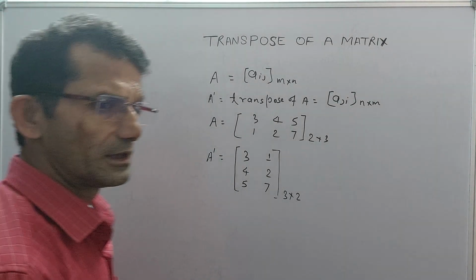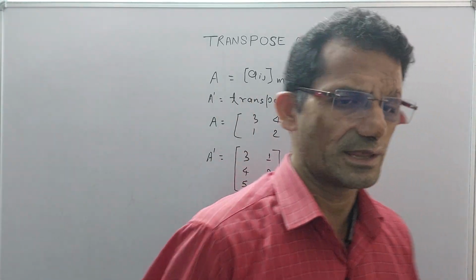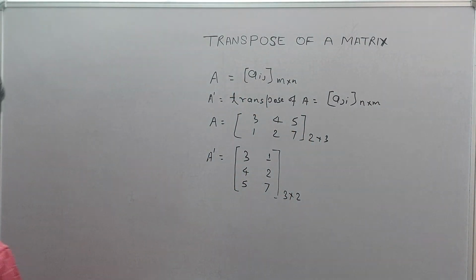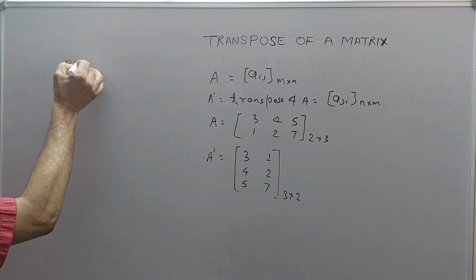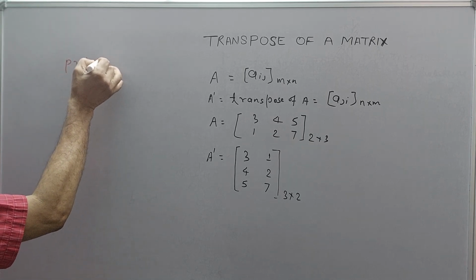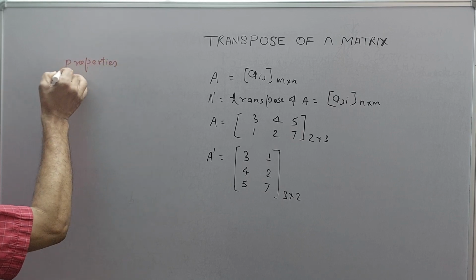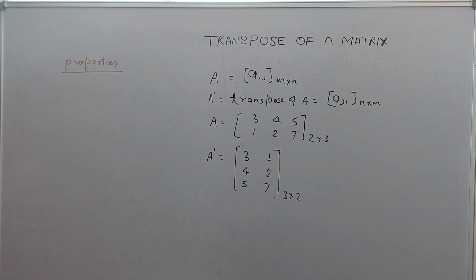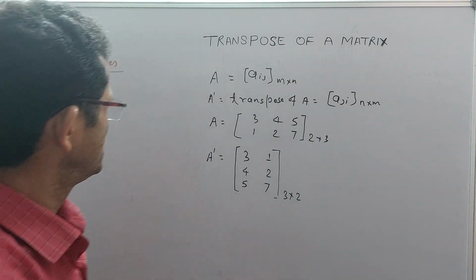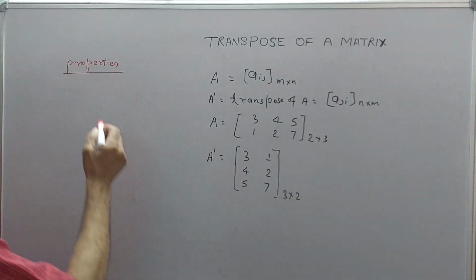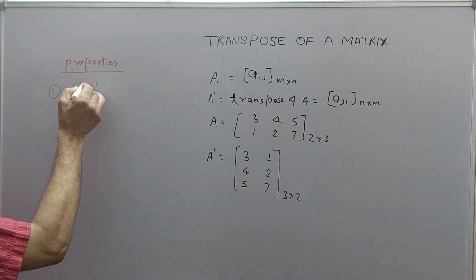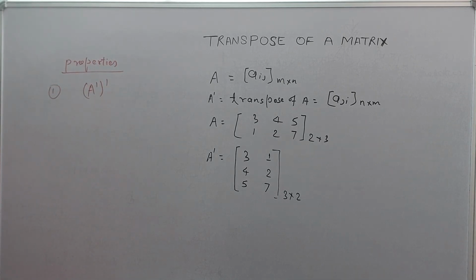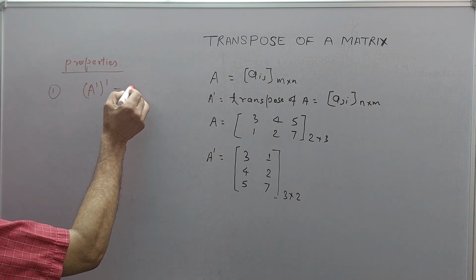Now there are some properties under the transpose. The first property: if I transpose twice, that is, if I do the transpose again a second time, it becomes the original matrix A.